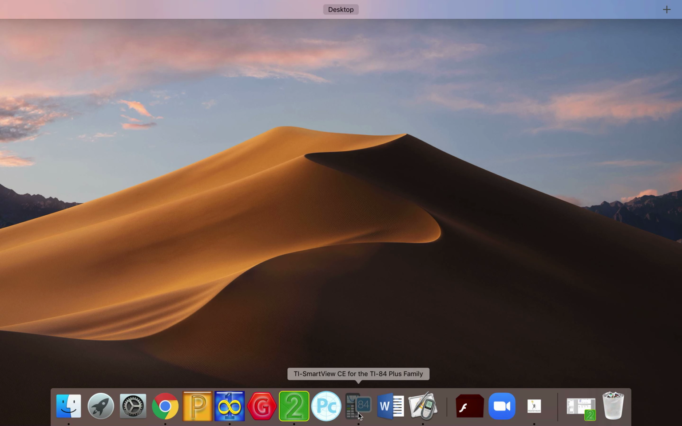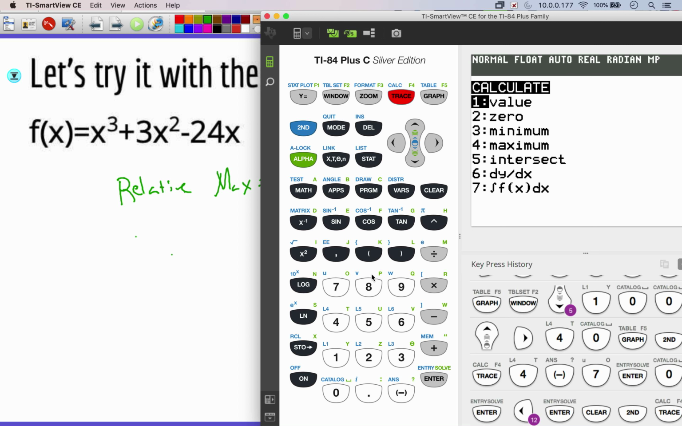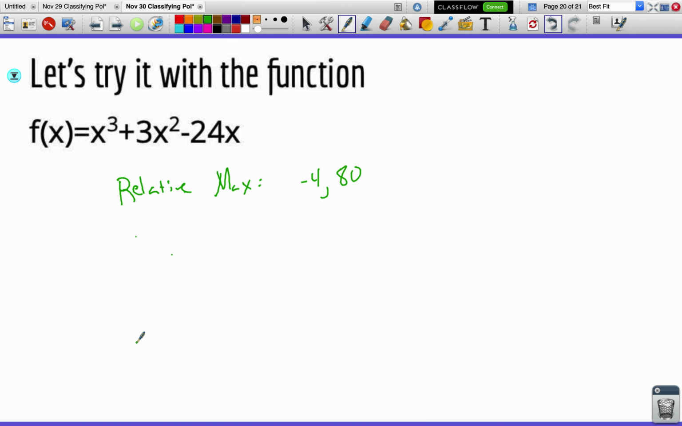And let's try that again to find the minimum, this little minimum over here. So I'll clear. This time I'm doing second, calculate, number 3 for a minimum. I need a left boundary. Maybe I'll pick 1. I need a right boundary. Maybe I'll pick 4. You can see I've got those two lines on either side of this minimum. It says take a guess. I'll just press enter, and it brings me right on top of that minimum at 2 comma -28. And that is our relative minimum.